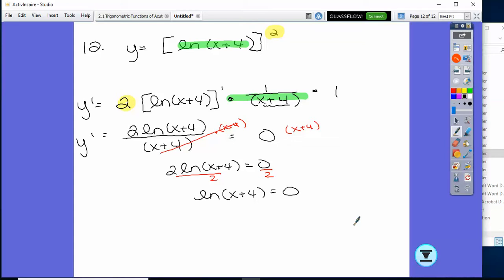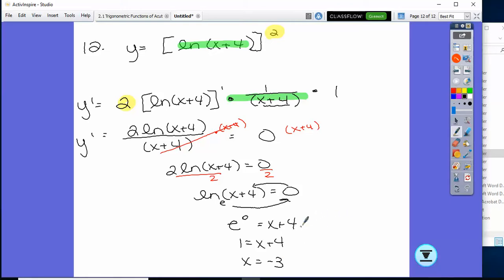What do I do from here? E to the 0 power equals x. Remember, a natural log is a log base e. So if we change this to exponential form, that means e to the 0 power equals x plus 4. Anything to the 0 power is 1. Subtract your 4 and x is negative 3.